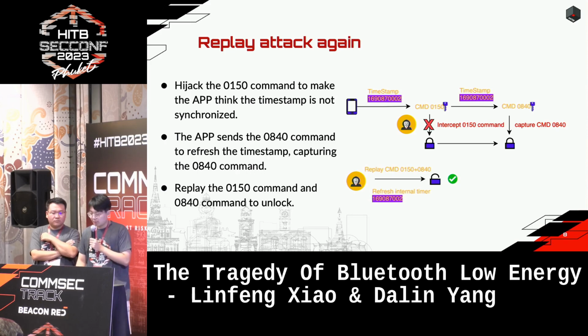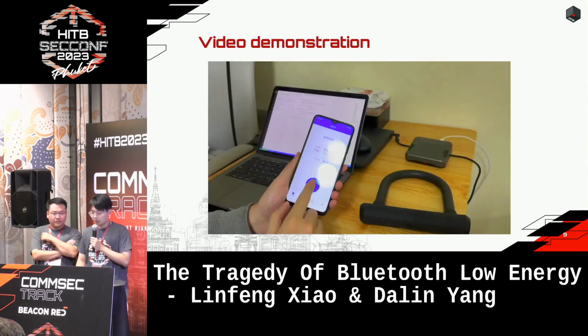The attack method is very simple. First, hijack the unlock command to make the app think the timestamp is not synchronized. Then the app sends the refresh command, and we capture the refresh command. Finally, we just need to resend the refresh and the unlock command to refresh the door lock time and open it. So this is the demonstration.